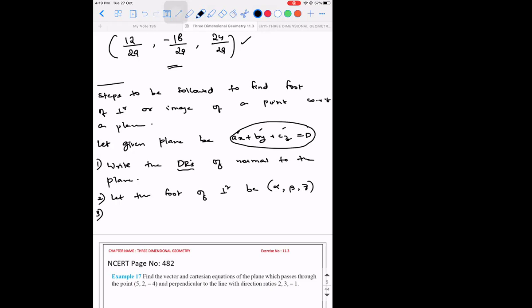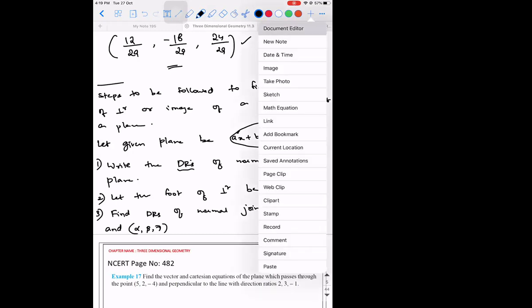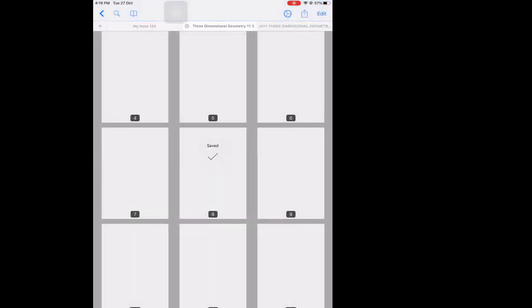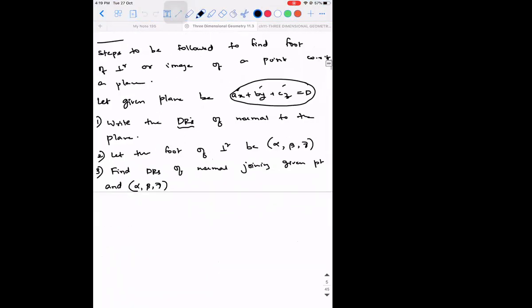So you have the DRs of the normal. Find the direction ratios of the normal joining the given point and alpha, beta, gamma. Then what are we supposed to do, guys? You tell me. Given point P (x1, y1, z1), using what formula? Alpha minus x1, beta minus y1, and gamma minus z1. I hope it is clear till this step.